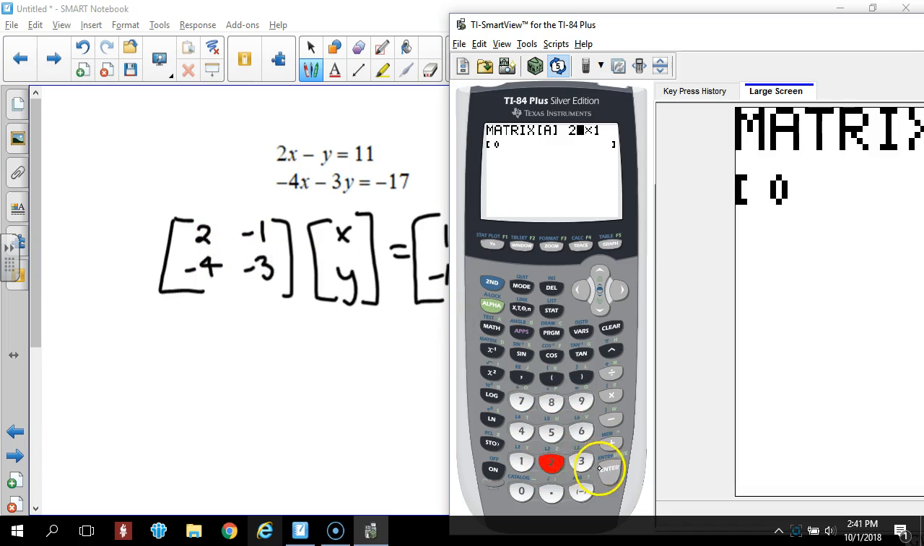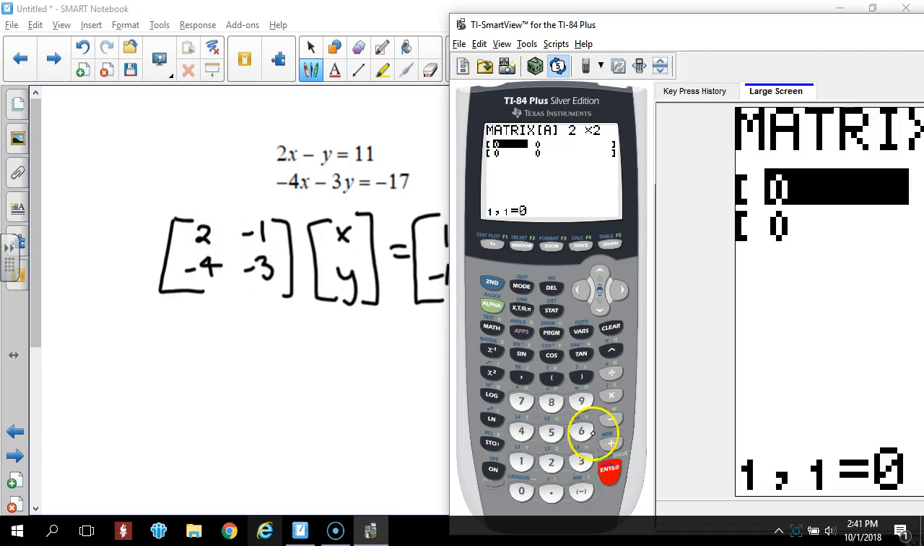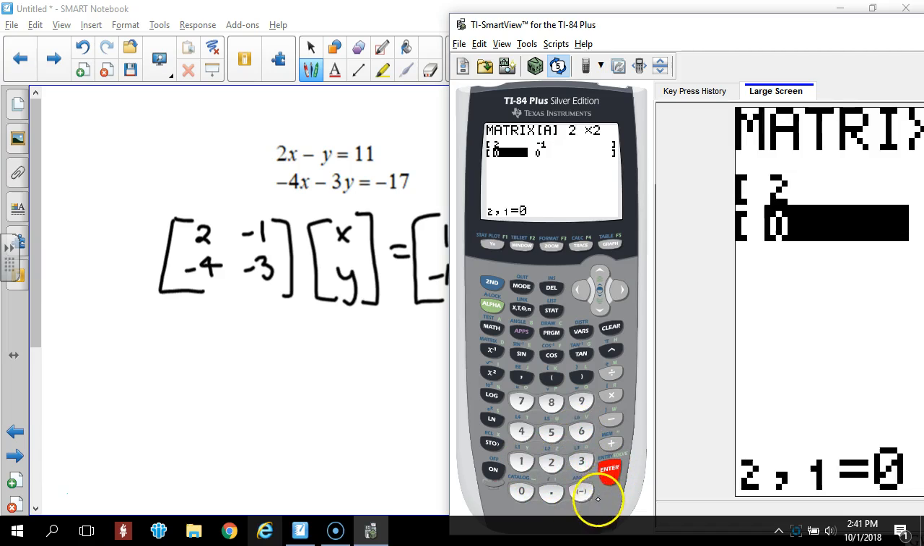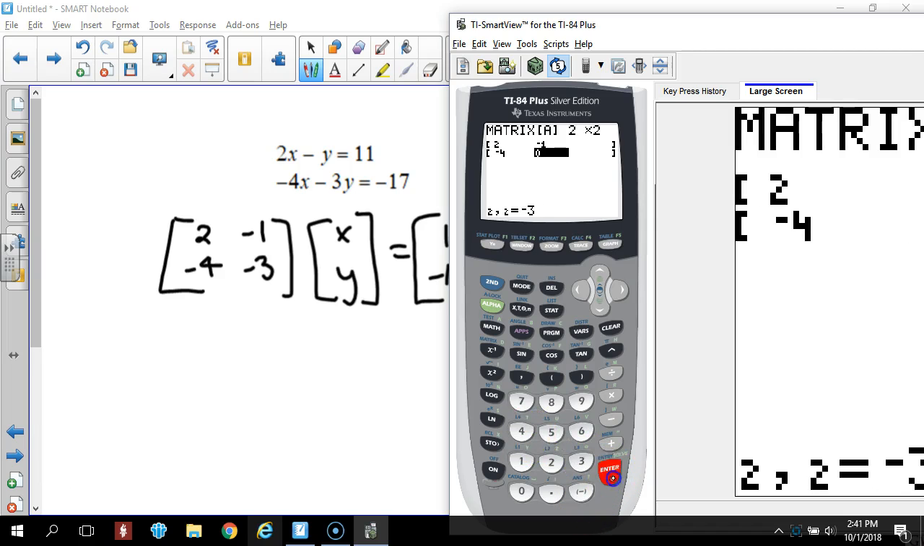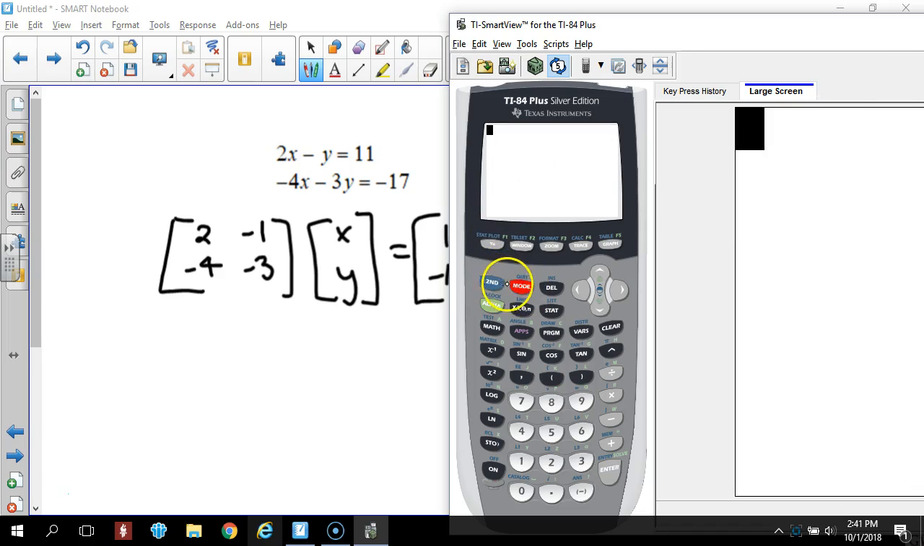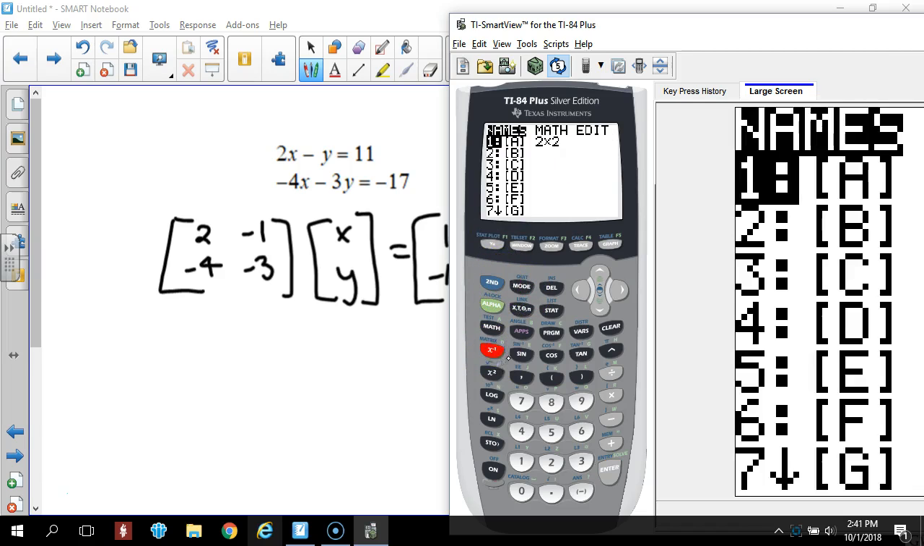So it's going to be a 2 by 2. And my entries are 2, -1, -4, and -3. So now I have all that in here. I need to quit, go back to the home screen, and then now go back into the matrix screen where I have my 2 by 2 saved.